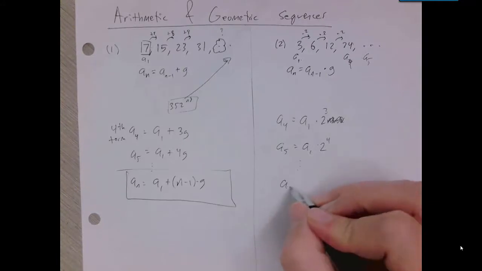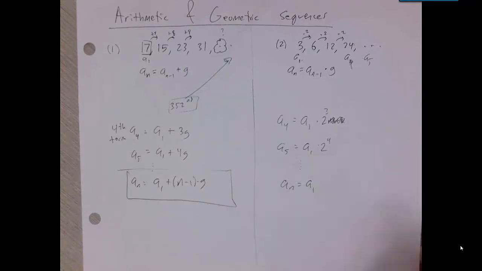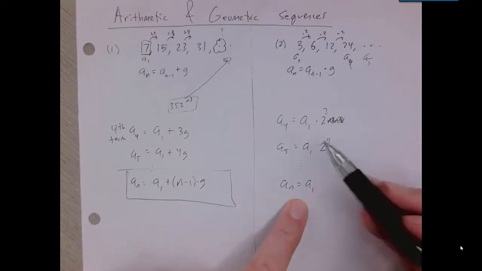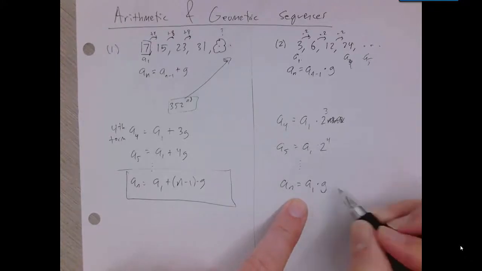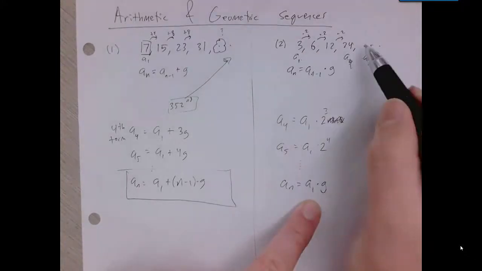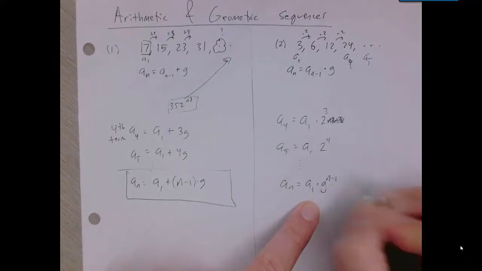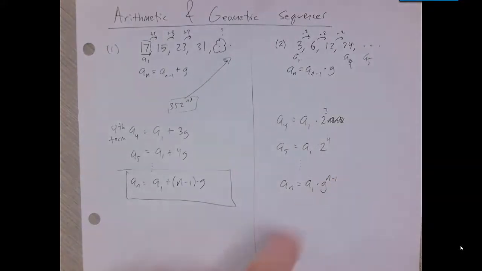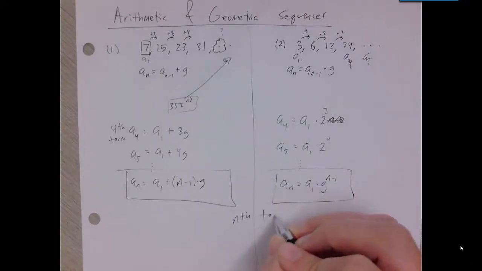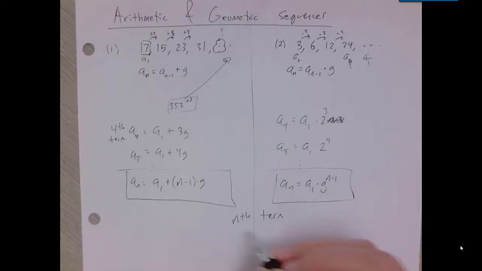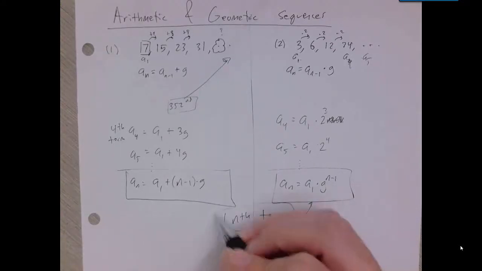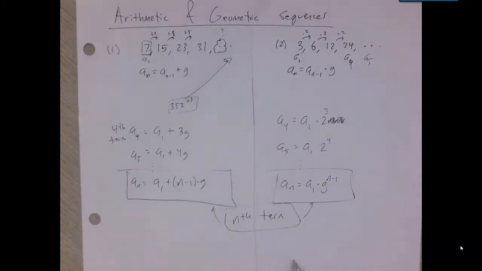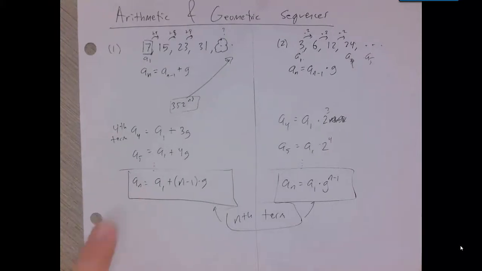And in general, if I have the nth term, the way that I get there is I start at the first term, and then I multiply by whatever my growth is, n minus 1 times. Because to get from one term to the next, you have to multiply by g. So these are the equations for getting the nth term for an arithmetic and a geometric sequence.